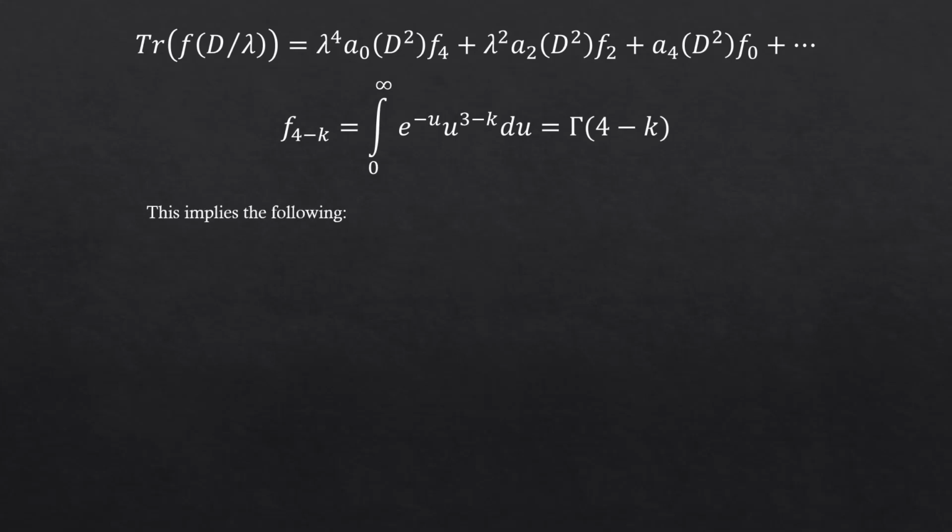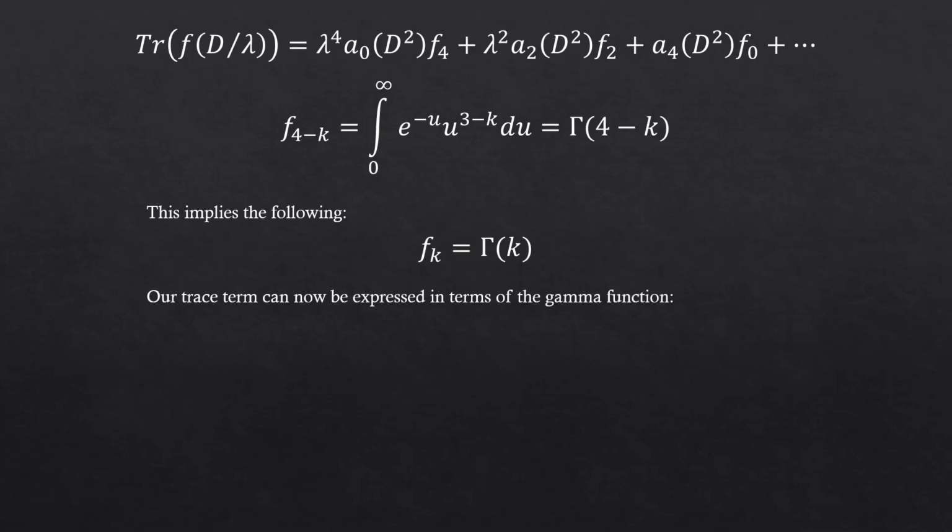This will imply the following. Since f sub 4 minus k is equal to gamma of 4 minus k, it follows that f sub k is equal to the gamma function of k. Our trace term can now be expressed in terms of this gamma function.